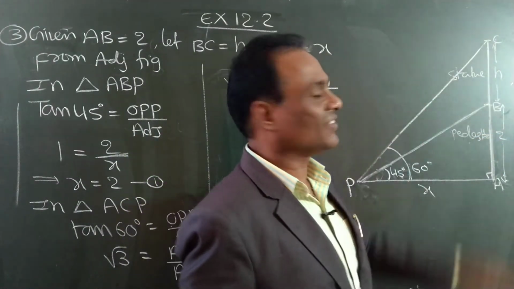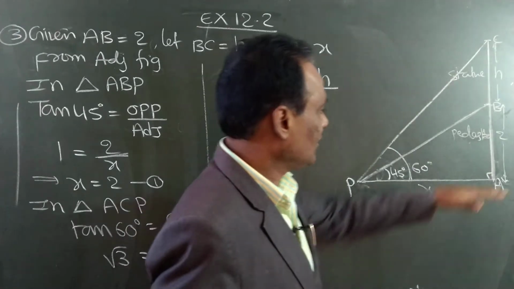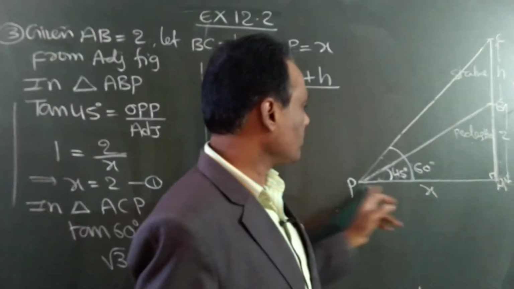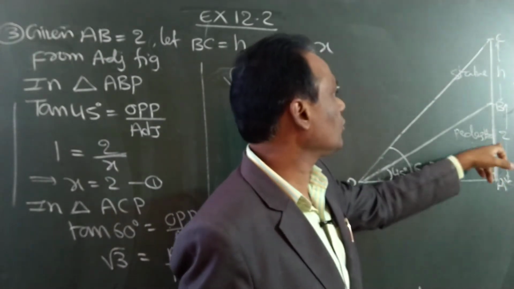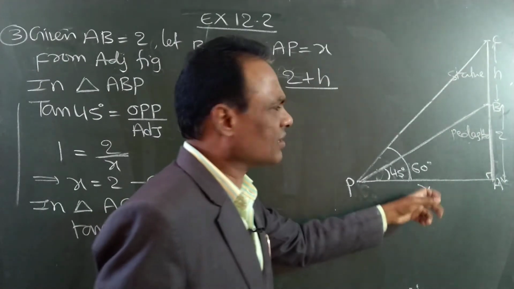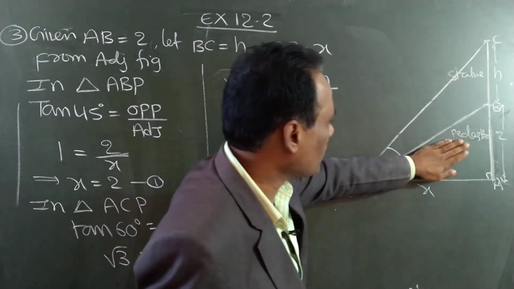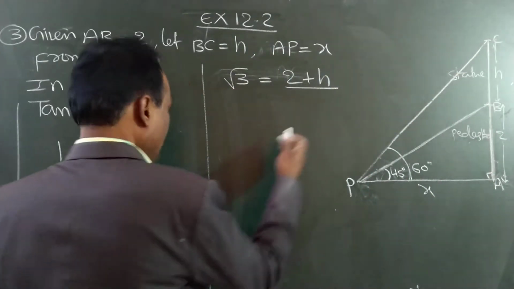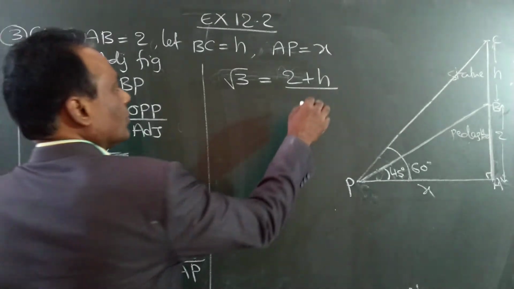2 plus H. Total opposite. For the bigger triangle we are taking, the total opposite is 2 plus H. Adjacent is the same for both triangles. For the smaller triangle and for the complete triangle, adjacent is X only. AP is adjacent, which is X only.